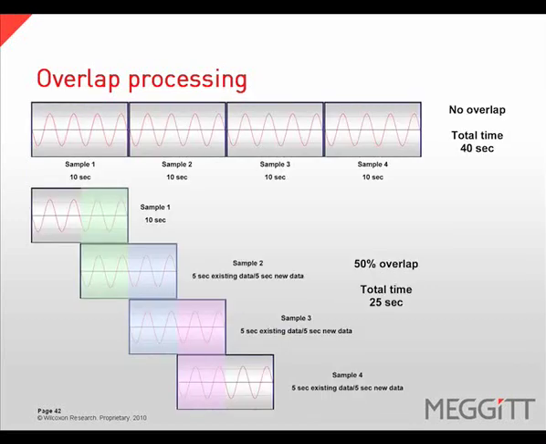In this example, we will first collect 4 samples or averages with no overlap. Each sample in this case will take 10 seconds to collect. The total time for collection is 40 seconds.